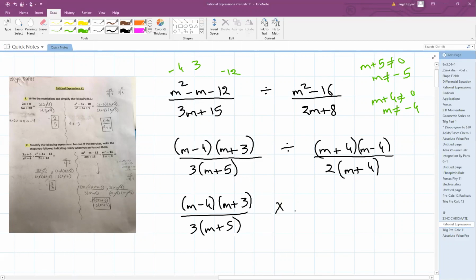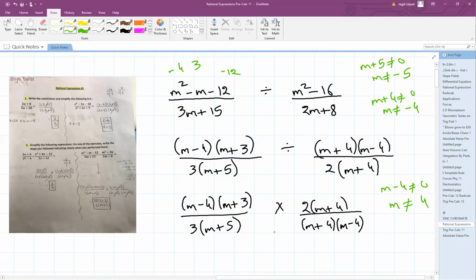Then I'm going to change this division to multiply. When it flips, you get 2 times m plus 4 at the top, and those guys at the top land at the bottom. Now, because we got some new guys at the bottom, we've got to write these non-permissible values. M plus 4, I've already written that. Now I'm going to say m minus 4 cannot be equal to 0. That's the new guy that came down. So m cannot be 4.